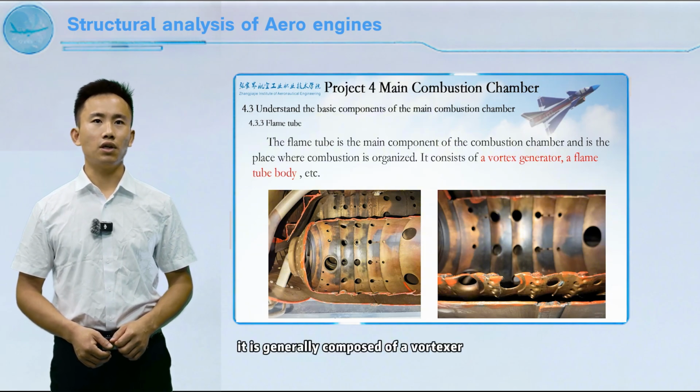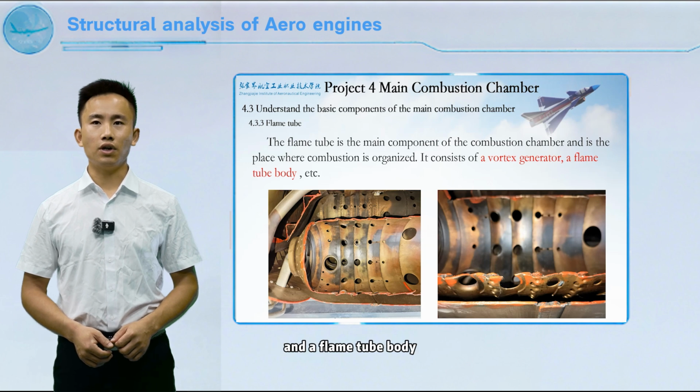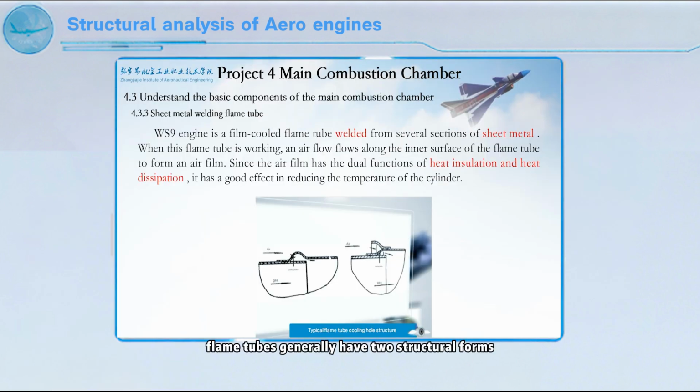It is generally composed of a vortexer and a flame tube body. Flame tubes generally have two structural forms: sheet metal welding and mechanical processing. As shown in the figure, the flame tube of the WS9 engine is welded from several sections of sheet metal raw materials to form an air film cooling type flame tube.